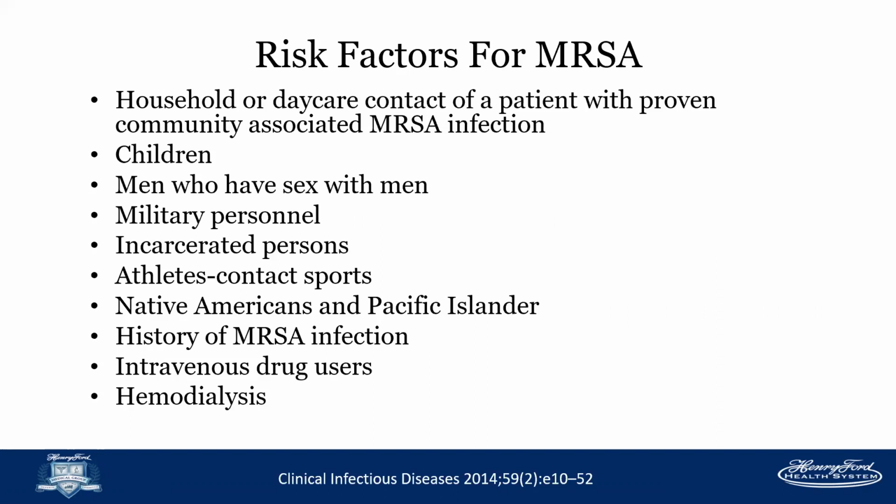So, when you're evaluating these patients, it is recommended, and it is a good idea, to check for risk factors for MRSA. So, is this patient a household or daycare contact of a patient with a proven MRSA infection, children, men who have sex with men, military personnel, patients who are incarcerated, athletes who participate in contact sports like wrestling, Native Americans and Pacific Islanders, patients who have a history of MRSA infection, IV drug users, hemodialysis. These are the patients who are at high risk of having colonization with MRSA. And so, in that case, this would be the situation where you would potentially think about empirically starting medication that targets MRSA, such as vancomycin.